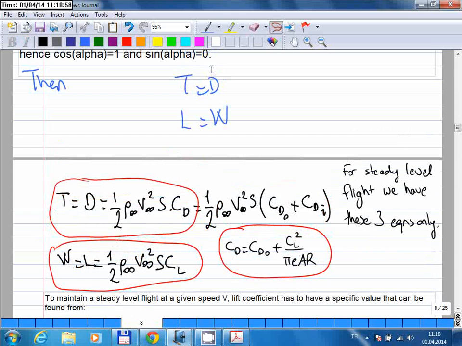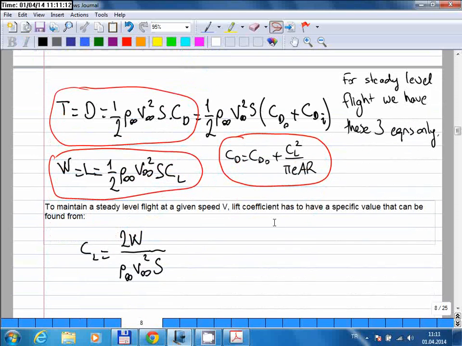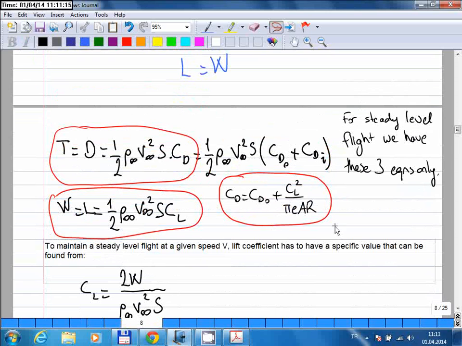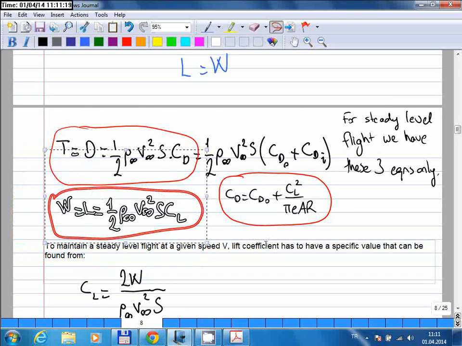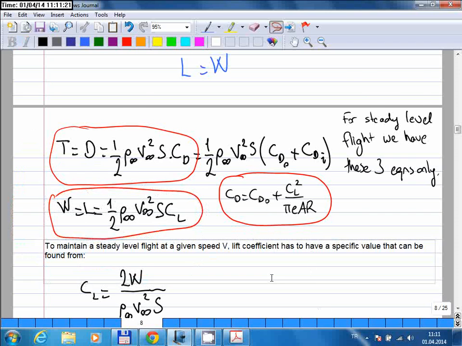So I have this force balance in the steady level flight condition, and these forces are not independent of each other due to this equation connecting the lift and drag equations. So I will be using these three equations while studying the steady level flight condition. So let's continue.